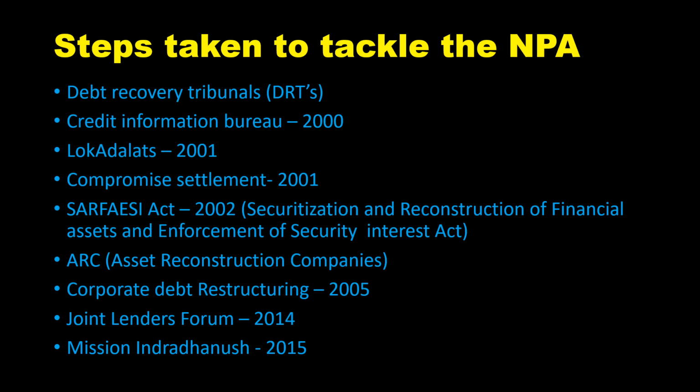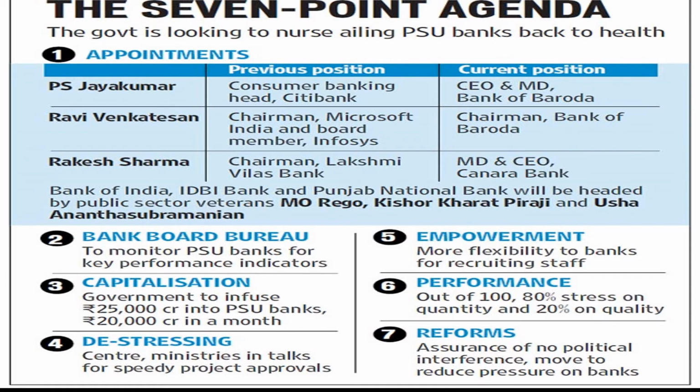7 goals. Okay, some 7 important points, and they tried to use that. See, by this diagram you can easily understand by this table. The 7 points agenda is, one is bank board bureau. So they set up that bank board bureau, then capitalization, then de-stressing, empowerment, and performance, then reforms.